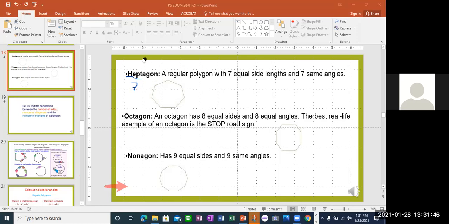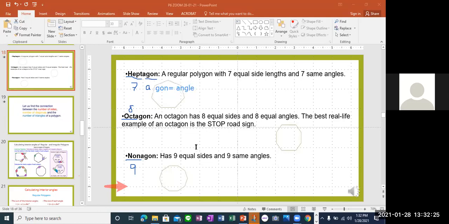Now, as we say, hepta means 7 and octa means 8. So therefore, we have the octagon having 8 sides and 8 angles. And then nona means 9. That's why we say nonagon, because as we say, gon means angle. So gon simply means angle. So that is the meaning there.